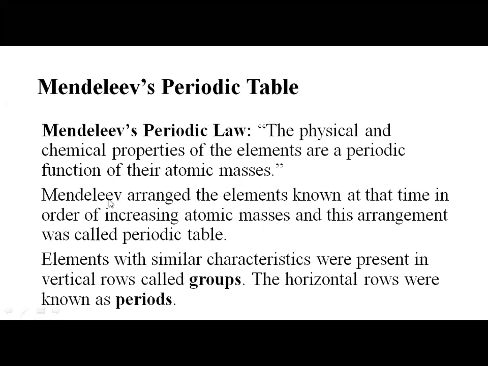Is that clear? So what Mendeleev did was the first significant classification, because he arranged the elements known at that time in the order of increasing atomic masses, and this arrangement was called the periodic table. Elements with similar properties were placed in vertical columns, which he called groups, and the horizontal rows were called periods.